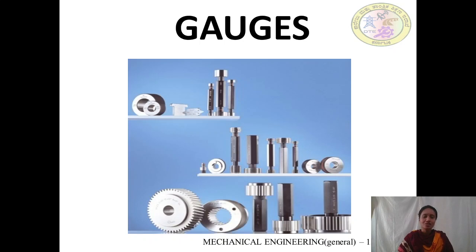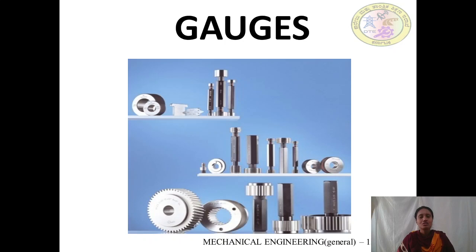In limit gauges, we have mainly three types. The first one is plug gauge, the second one snap gauge, and the third one ring gauge. In plug gauges, again we have double-ended plug gauge and progressive plug gauge. In snap gauge, double-ended snap gauge and progressive snap gauge. And the third one is ring gauges. We discussed plug gauges, right?